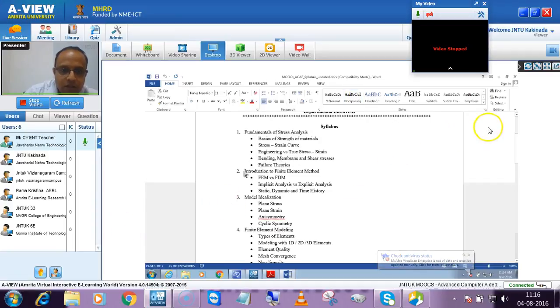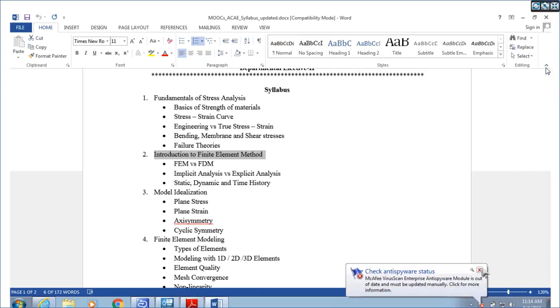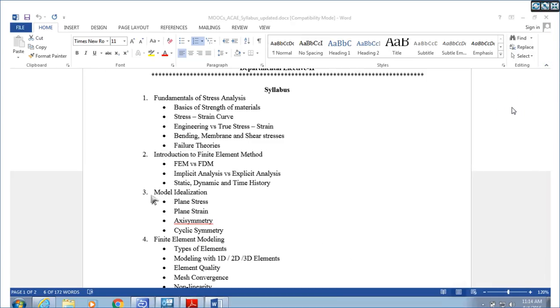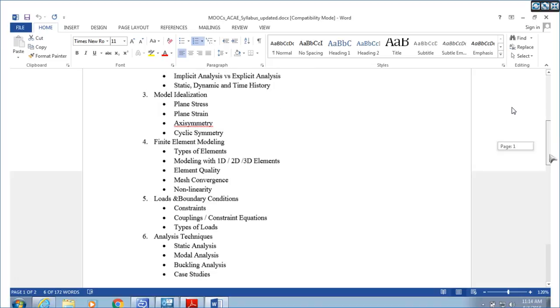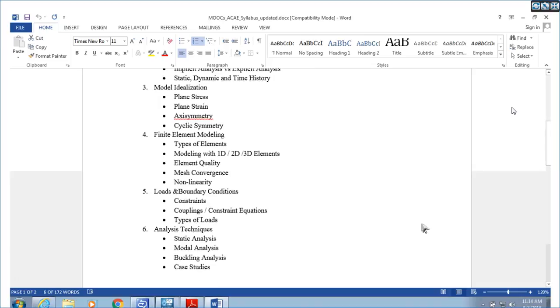Then we are into the introduction of the finite element method. We are about to complete this chapter, and then we'll start on model idealization, then finite element modeling, then loads and boundary conditions and analysis techniques. So this is the coursework which we planned for this semester.